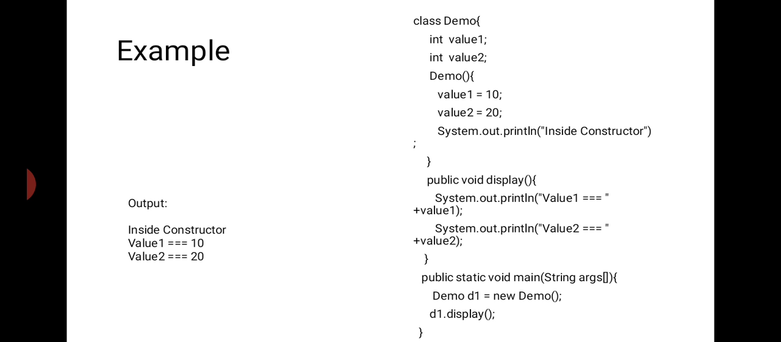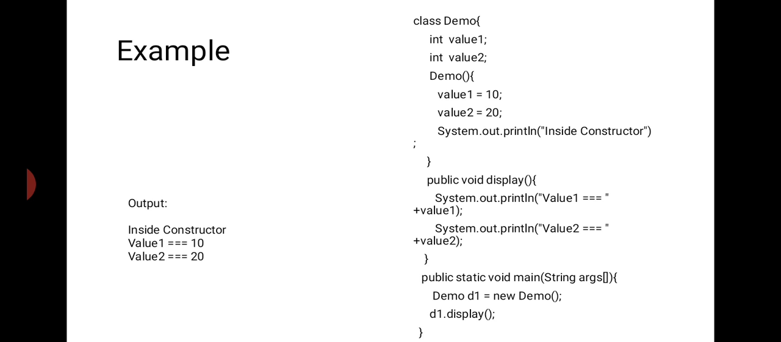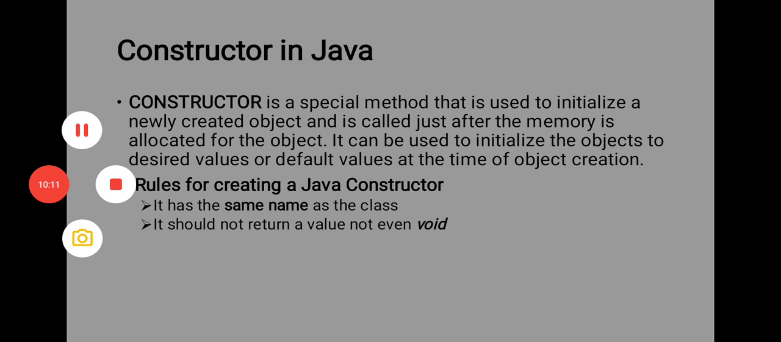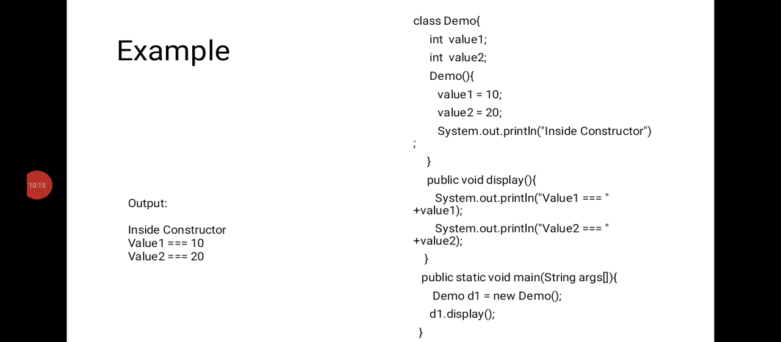Now here is the example. My class name is demo. I have declared two variables, value 1 and value 2, in the class. Then is my constructor where value 10 is assigned to value 1 and 20 is assigned to value 2. And then there is a print statement. Then there is a function display where I am going to print the values.